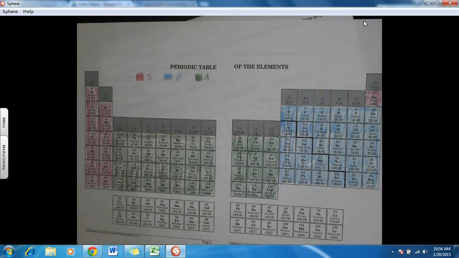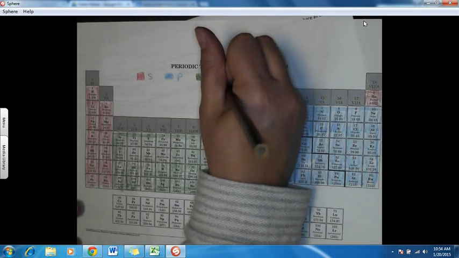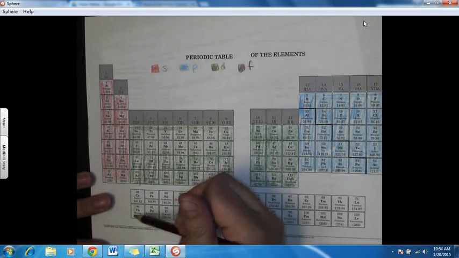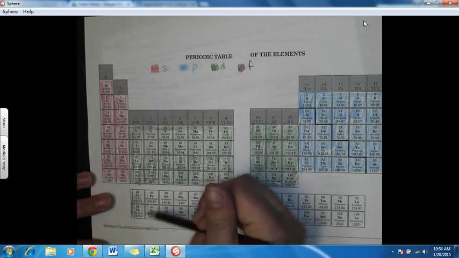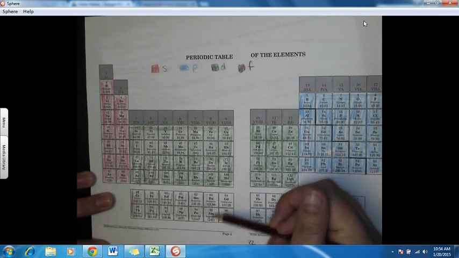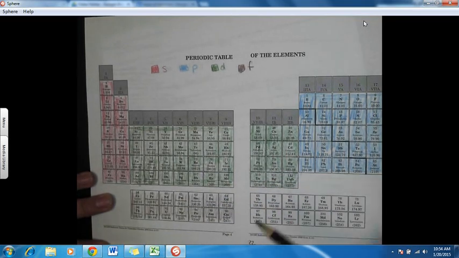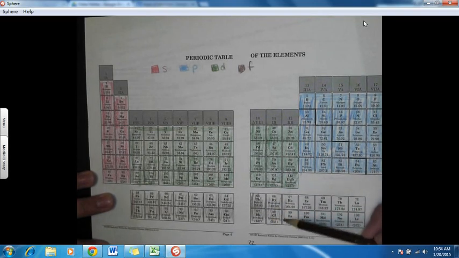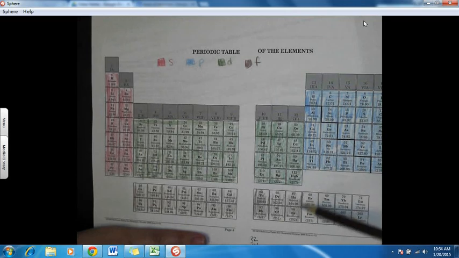And then finally we have our F sublevel. We'll color those brown. And there are the 14 columns down here at the bottom. You, of course, could choose any color you like. These are just the colors I chose today. But having them color-coded is going to help us to remember where one sublevel ends and the next one begins.